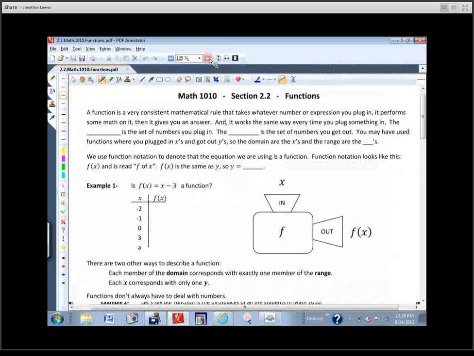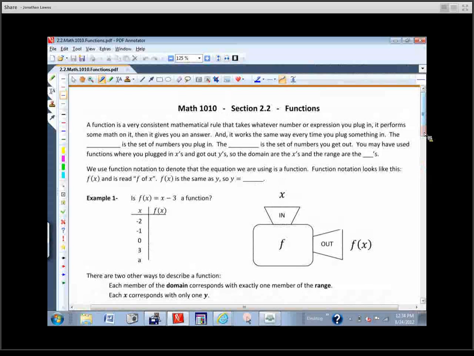This section is 2.2. It's on functions. You're probably familiar with these. You've probably seen these before. So we're going to run through the basics again, make sure we're all on the same page, all understand what we're looking for here. So here's how we're going to describe a function.